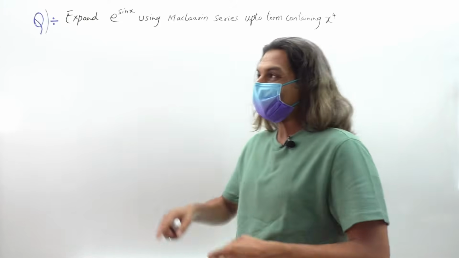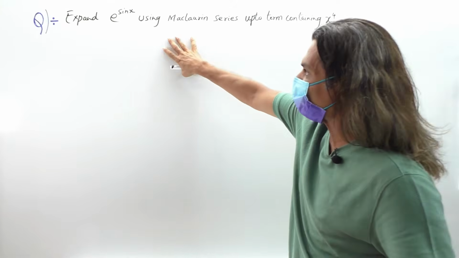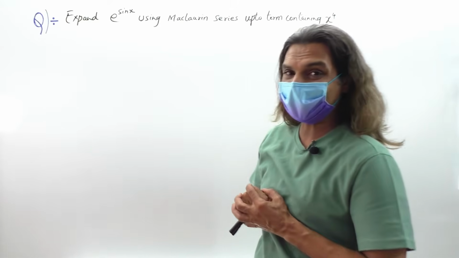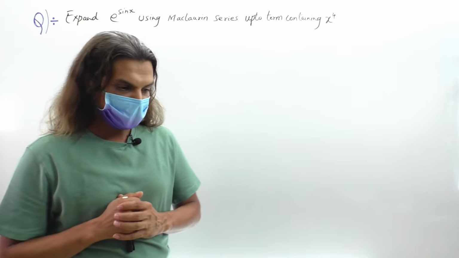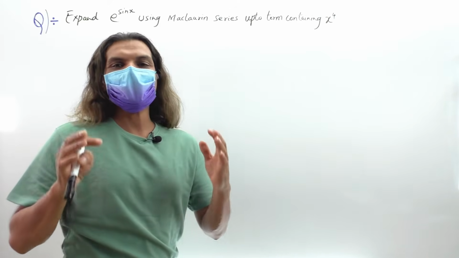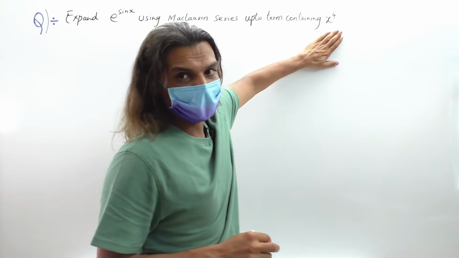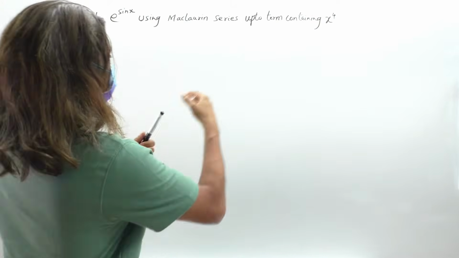So let's solve the next question. Expand e raised to sin x using the Maclaurin series up to the term containing x raised to 4. Okay, so first, as I told you, you need to write the series, that is up to x raised to 4. They have already given it as Maclaurin. So let's write the series here.